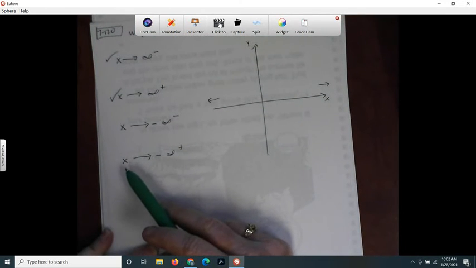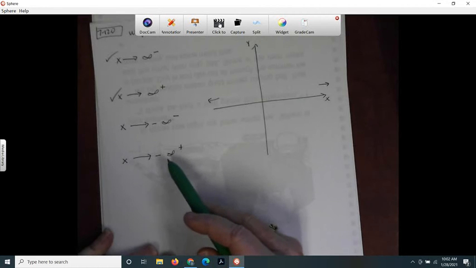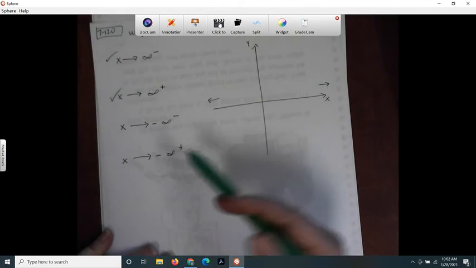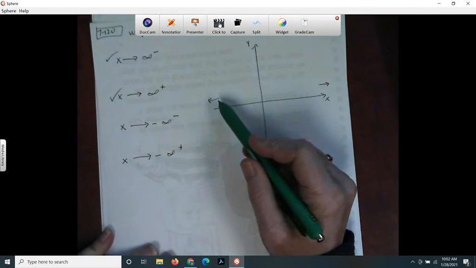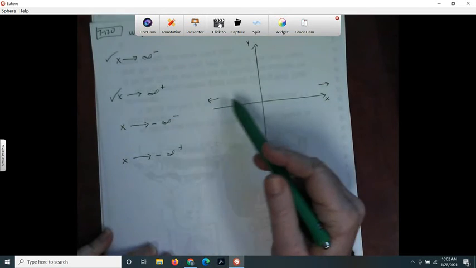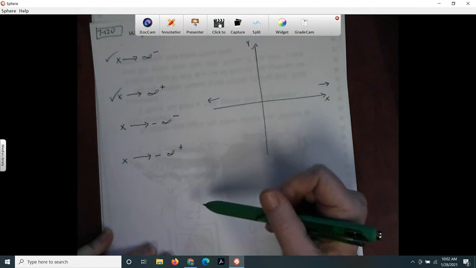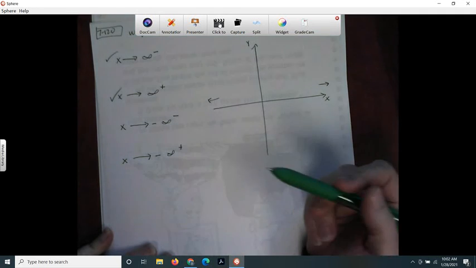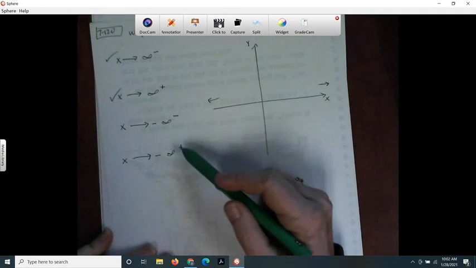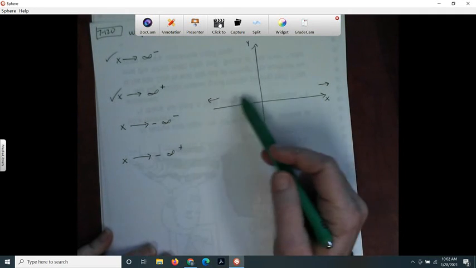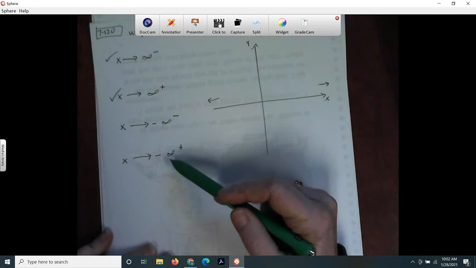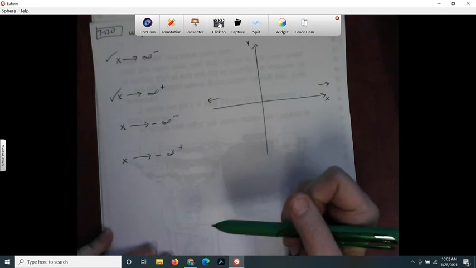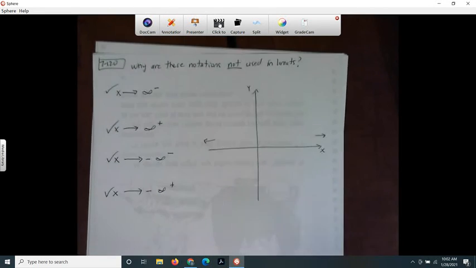the limit as x approaches negative infinity from the right, well, yes, I can approach negative infinity from the right. It's the only way I can approach negative infinity, so there's no need to even specify that it's from the right. So this is kind of redundant down here. Like, of course I have to approach negative infinity from the right. There's no other direction to approach it from. Hopefully that made sense.